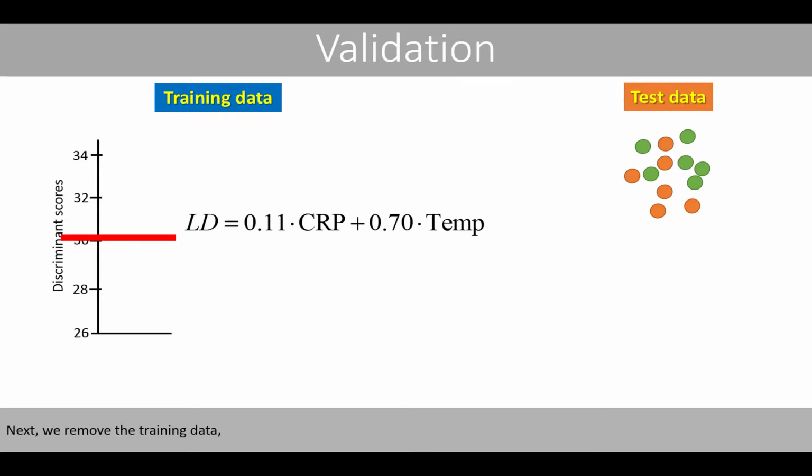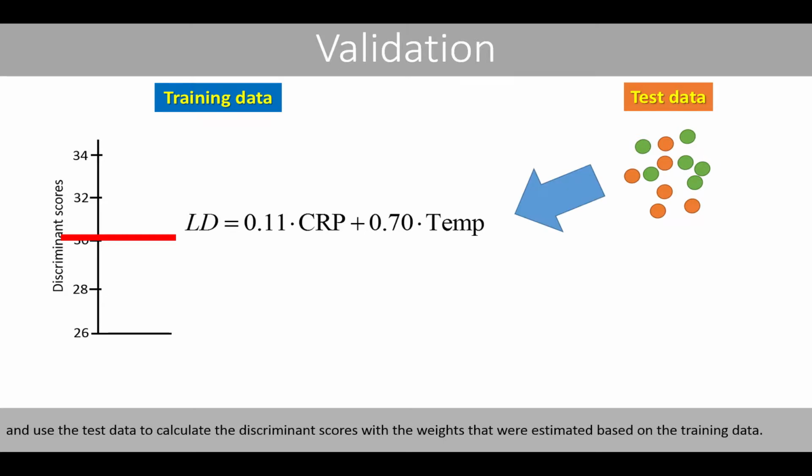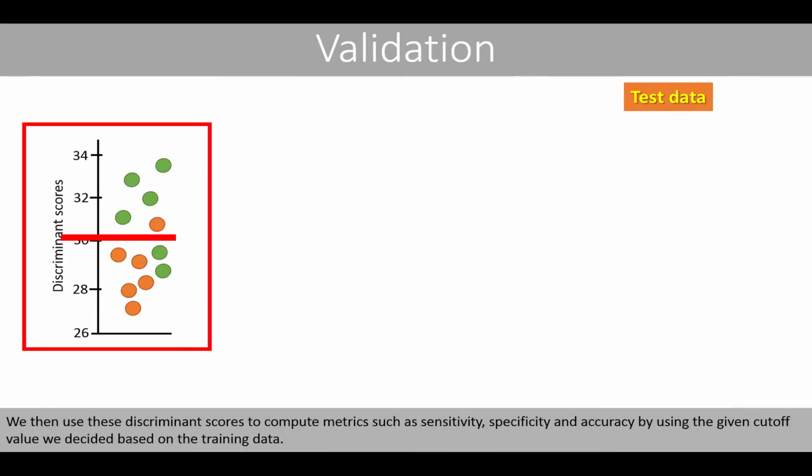Next, we remove the training data and use the test data to calculate the discriminant scores with the weights that were estimated based on the training data. We then use these discriminant scores to compute metrics such as the sensitivity, specificity, and accuracy by using the given cutoff value we decided based on the training data.